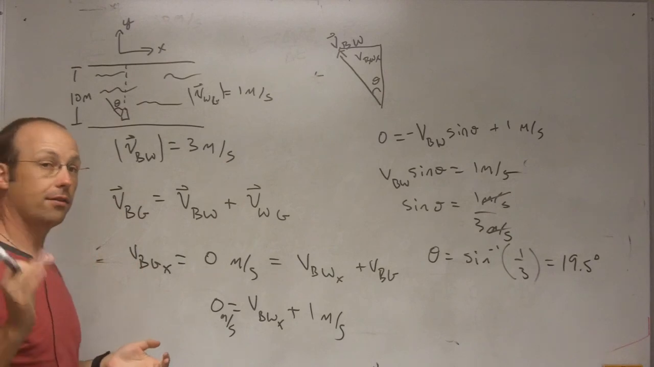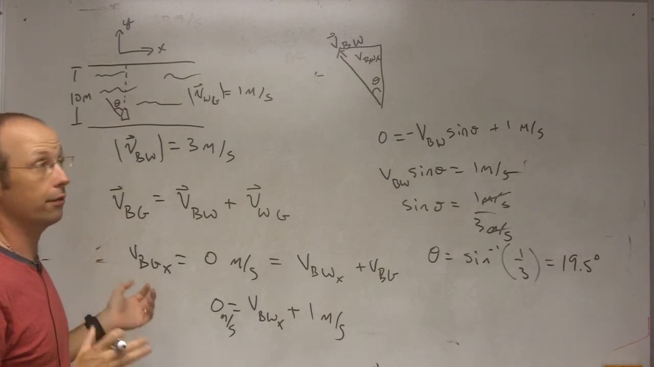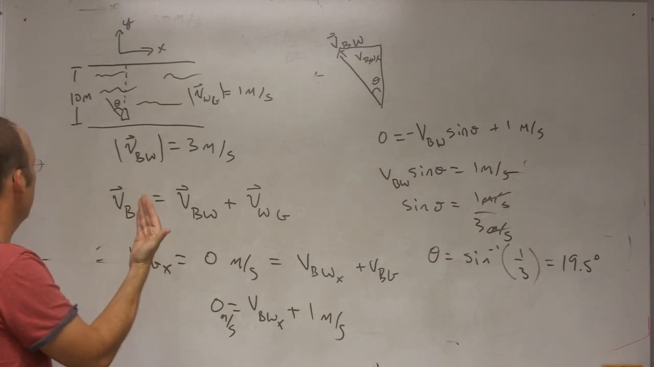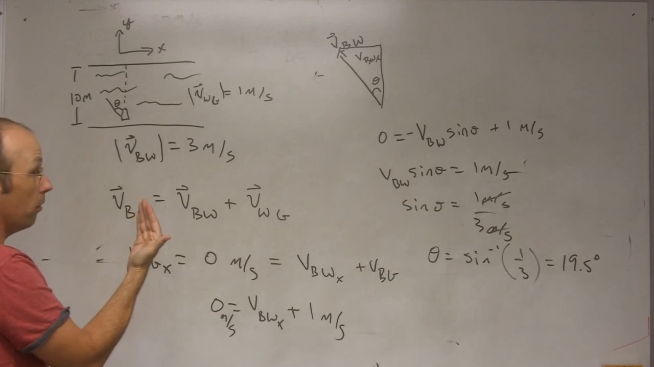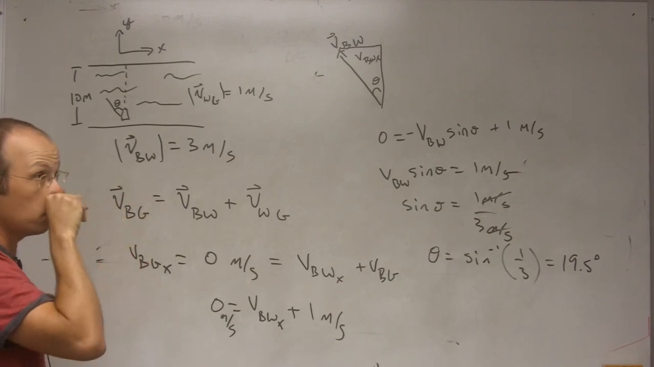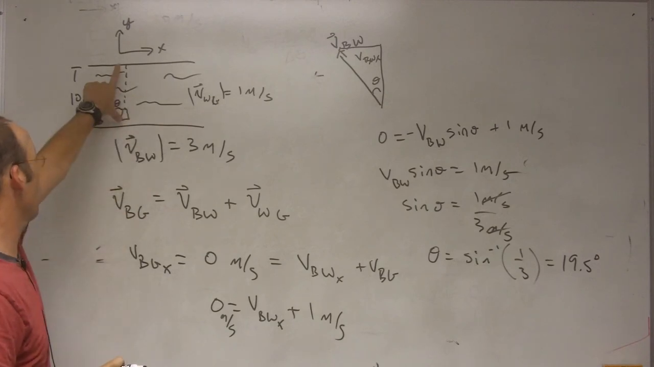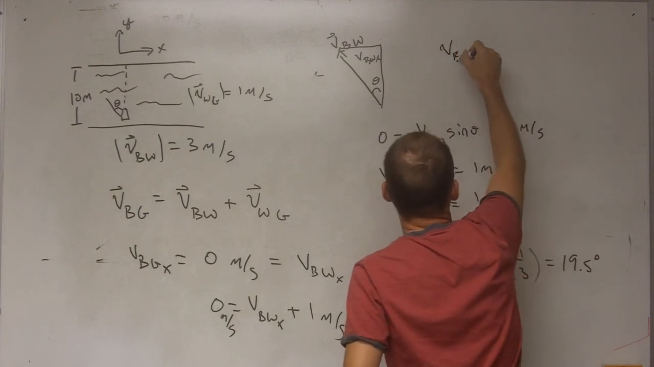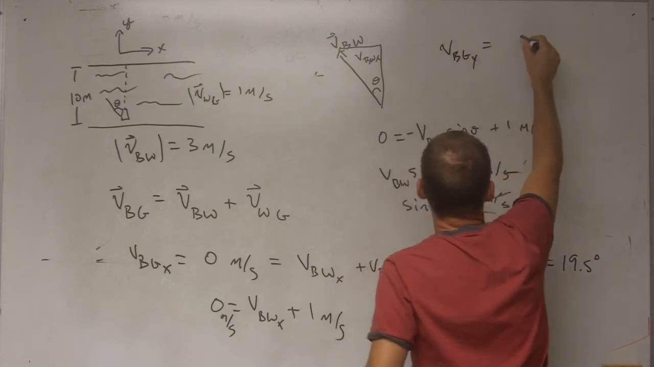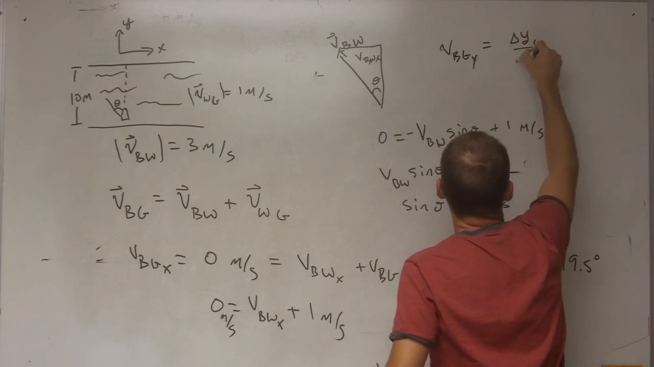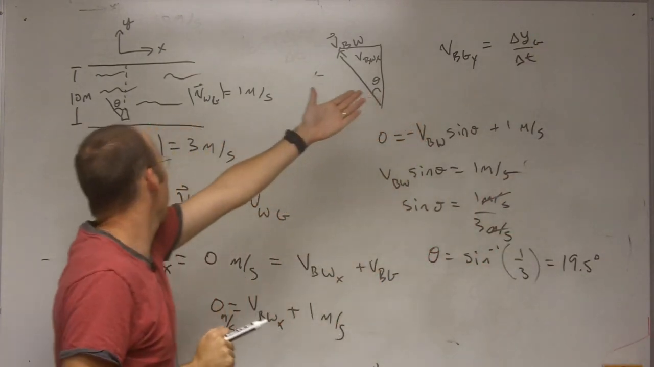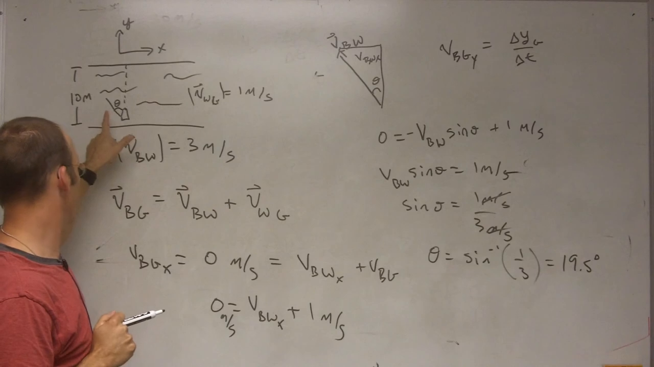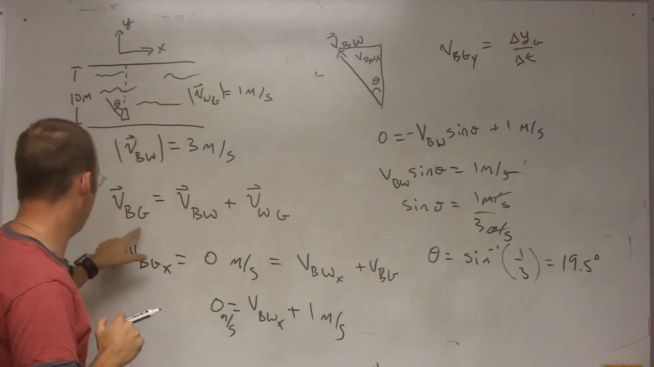Now another common extended part to this is, well, how long does it take you to get across? Okay, so now if I look at the velocity of the boat with respect to the ground in the y direction, and I know the distance in the y direction, I can find it. The velocity of the boat with respect to the ground in the y direction equals delta y ground over delta t. So I know delta y ground is 10 meters, so I can find delta t. What's the velocity of the boat with respect to the ground in the y direction?